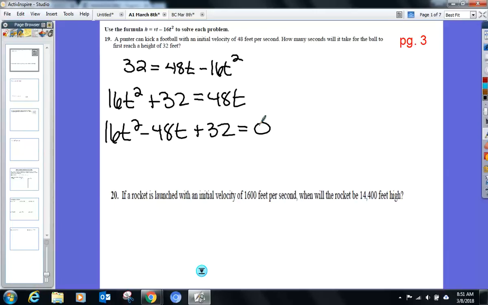Now you go back to your old factoring ways. All right? What are you looking for first? Do I have a GCF? 16. Everyone, take out a 16. When I take out a 16, what's left? Yeah. t squared minus 3t plus 2, from the 16, 48, and 32.